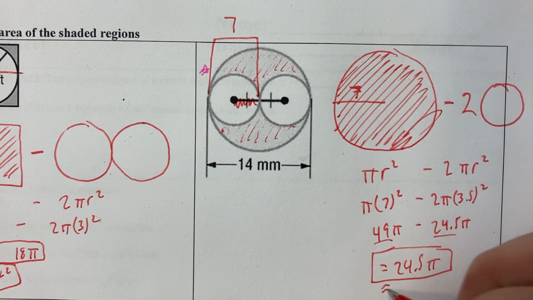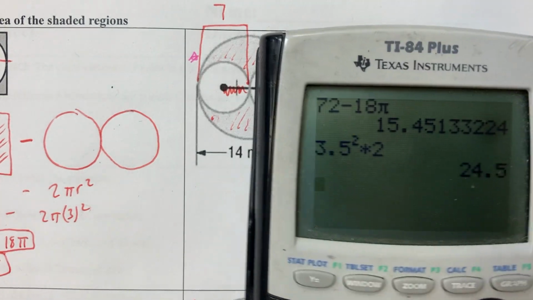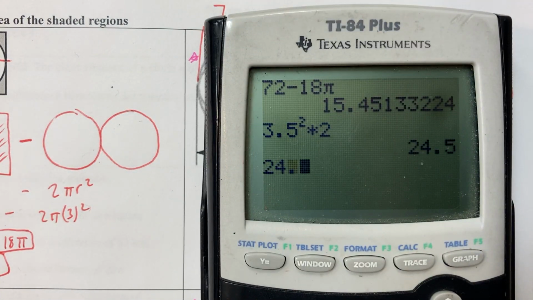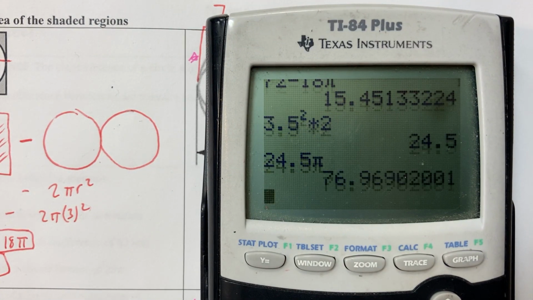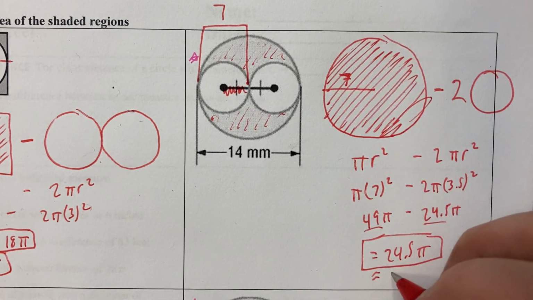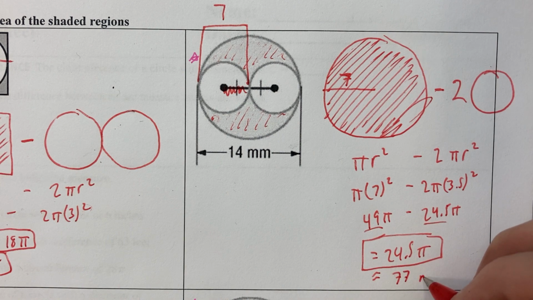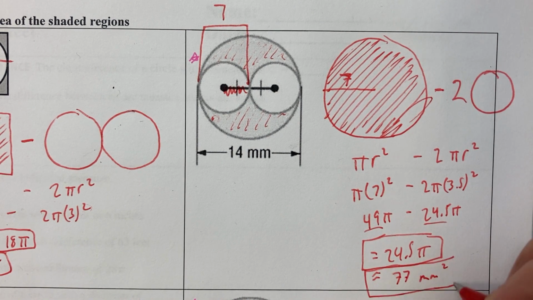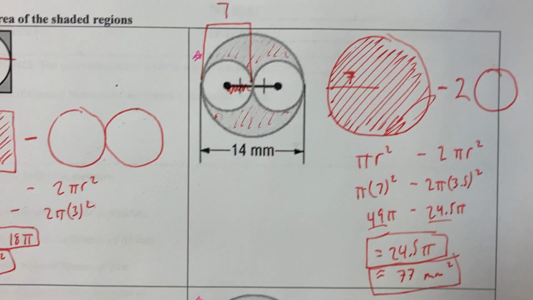And then from there I can go ahead and approximate it. 24.5 pi. Here we go. About 77 millimeters squared. That'd be a good answer for that one.